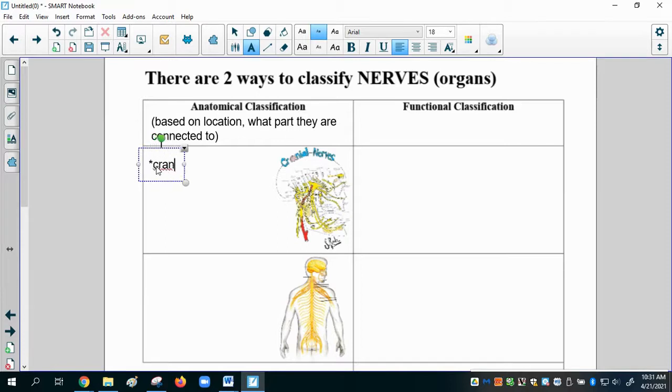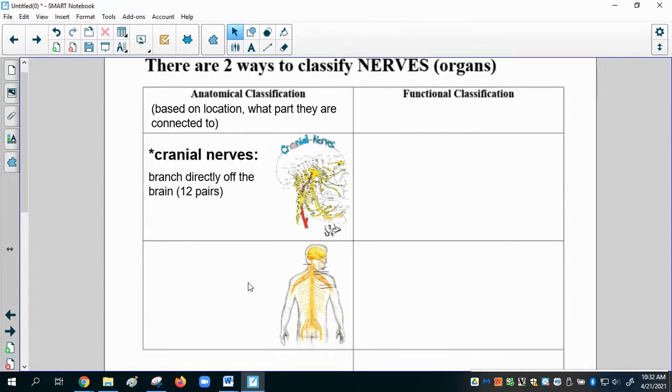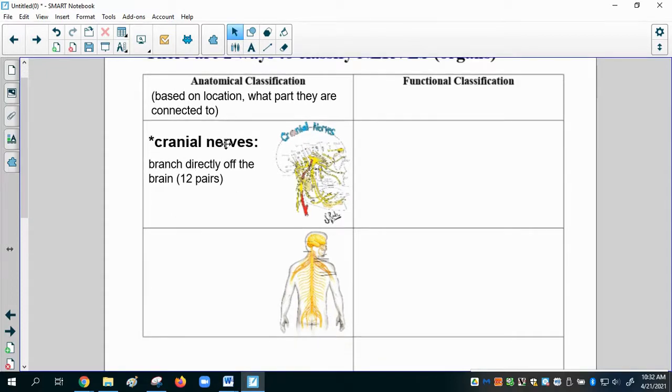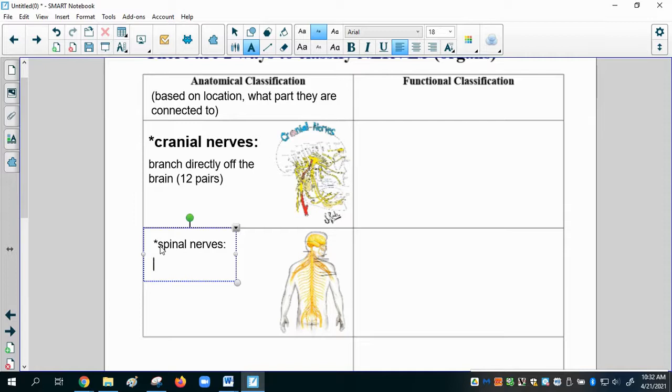We have what are called cranial nerves. We know those branch directly off the brain. And there are 12 pairs of nerves that branch directly off the brain. So that means there's a total of 24 nerves that come right out of the brain itself. If it's not a cranial nerve branching off the brain, then it's got to be a spinal nerve. And we know spinal nerves branch directly off the spinal cord.